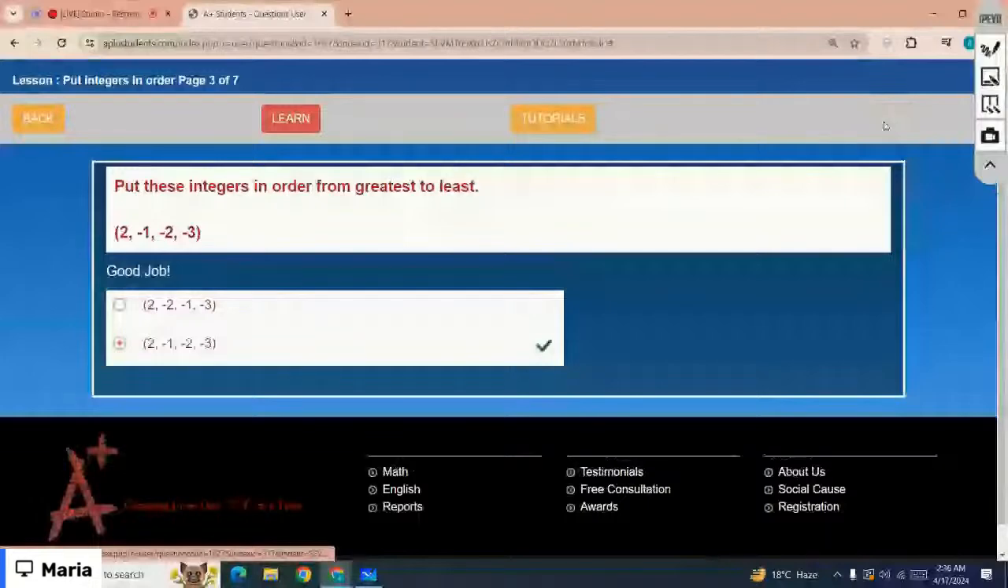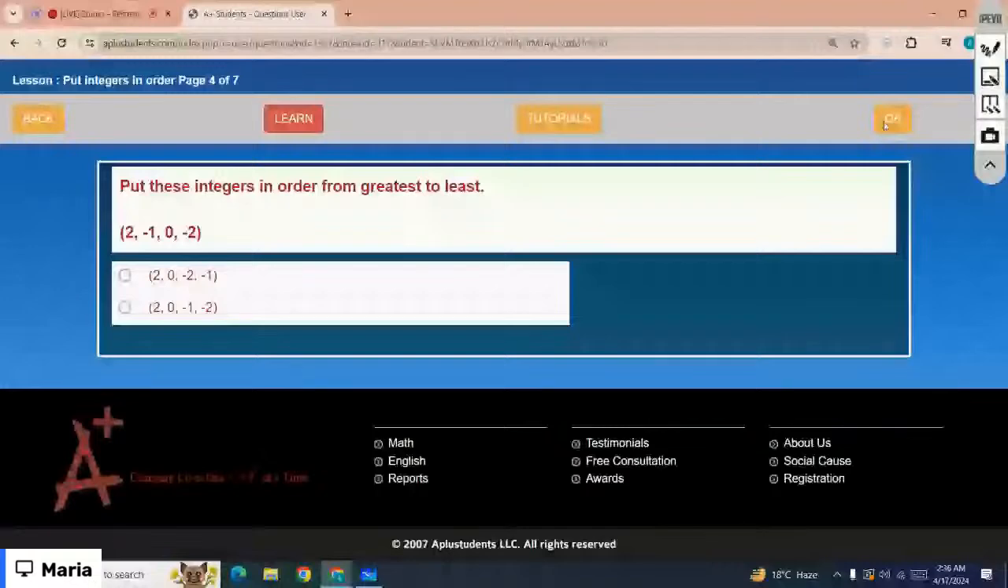Put these integers in order from greatest to least. So which is the correct option? The correct option is, yes, the second one. Very good.